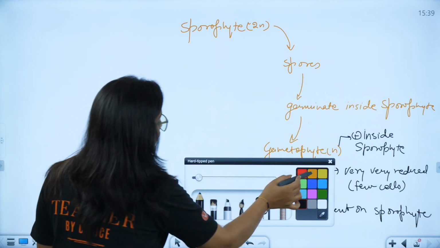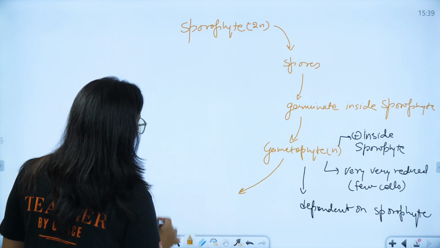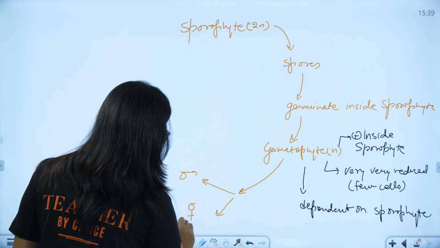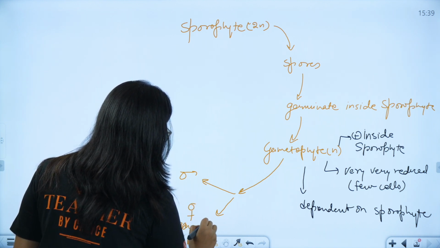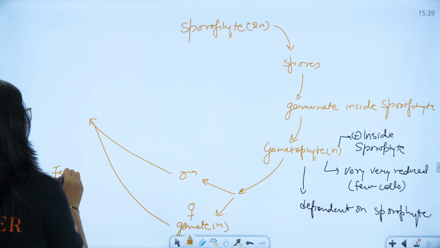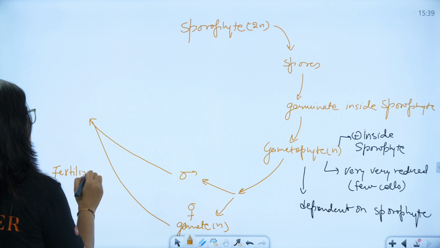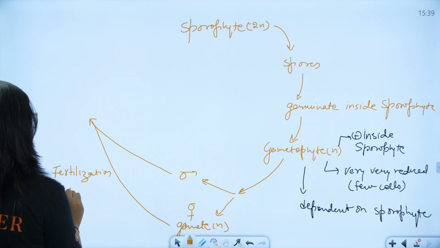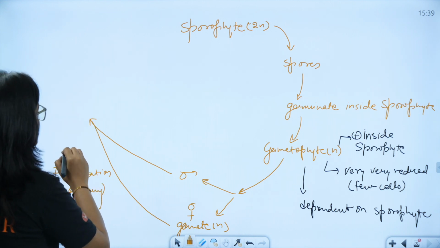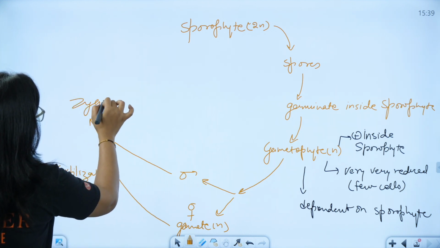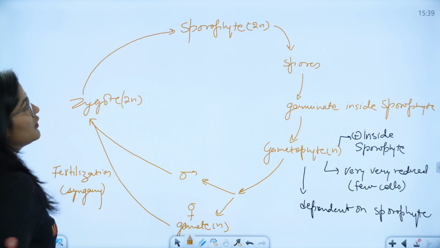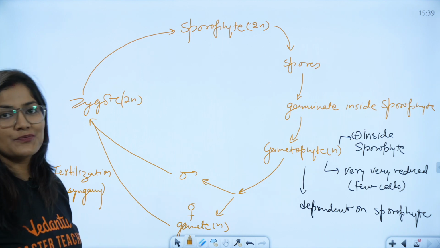Now finally, what is going to happen? This gametophyte will result in the formation of your male and female gametes. The male and female gametes will be produced. These gametes are both haploid. The haploid gametes will undergo fertilization, also known as syngamy. And after syngamy, what is going to happen? There will be formation of your zygote. This diploid zygote will undergo mitosis, resulting in formation of your sporophyte.